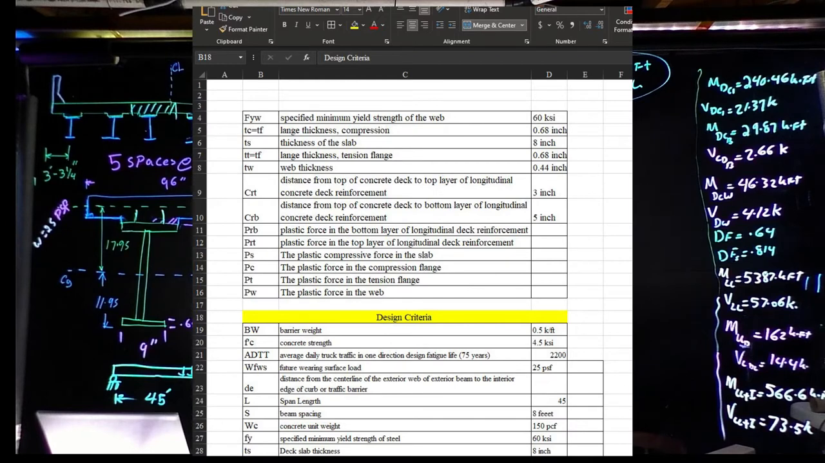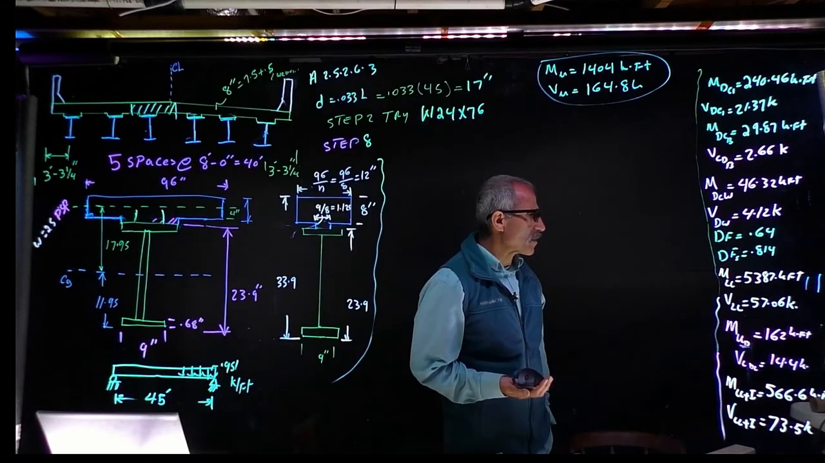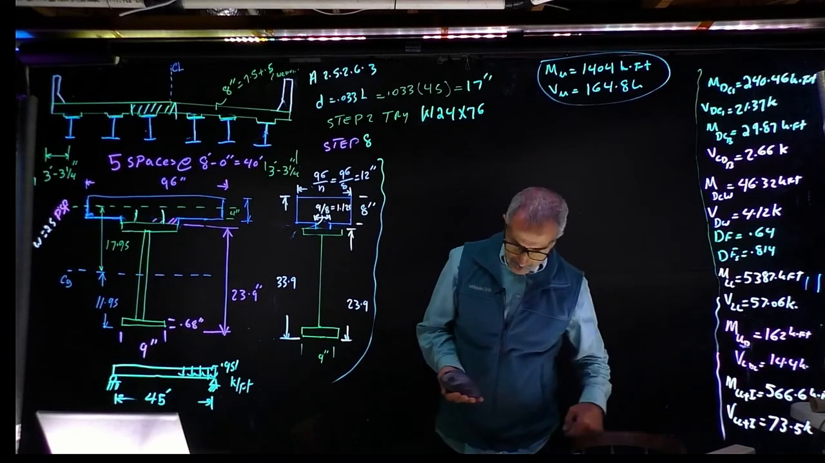And one of the things we have to find out is the plastic force in the bottom layer of the longitudinal deck reinforcement. We can neglect that. And same thing with the plastic force in the top layer of the reinforcement. We can neglect those two for now. But we've got to find the plastic compression force in the slab and in the compression flange, and then find the plastic force in the tension flange, and then the plastic force in the web. All right, let's get to work.